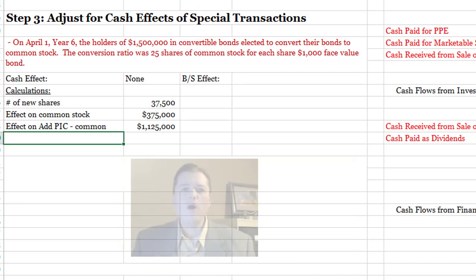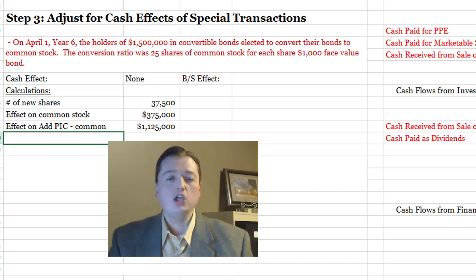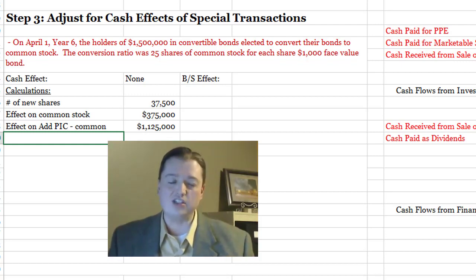Now, wait a minute. What if there's a premium or a discount on these convertible bonds? That would change the calculation. And it's true, if there were a premium or a discount, I would need to account for that premium or discount as part of closing out these bonds. So I need to figure out if there was a premium or a discount, and the only way to know that is to take a look at either my financial notes, which I don't have because this is just an example, or the balance sheet where it would show me a little bit more about these bonds.